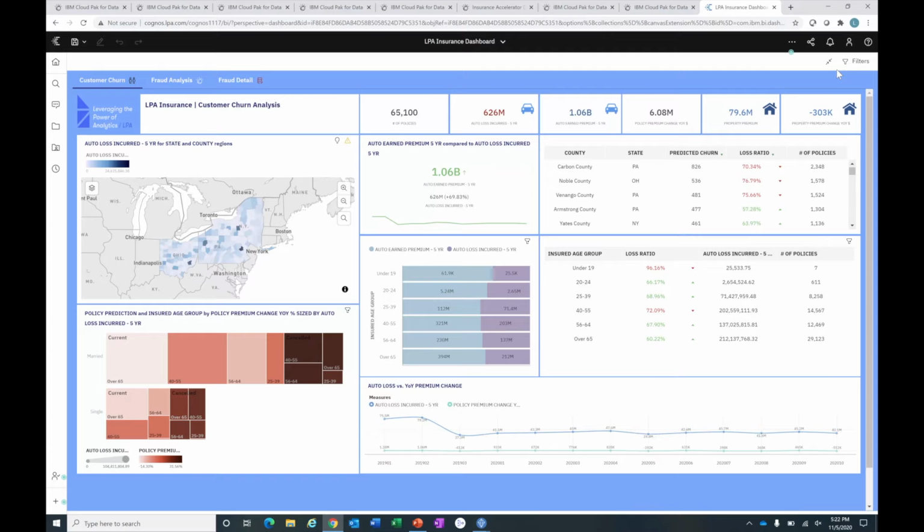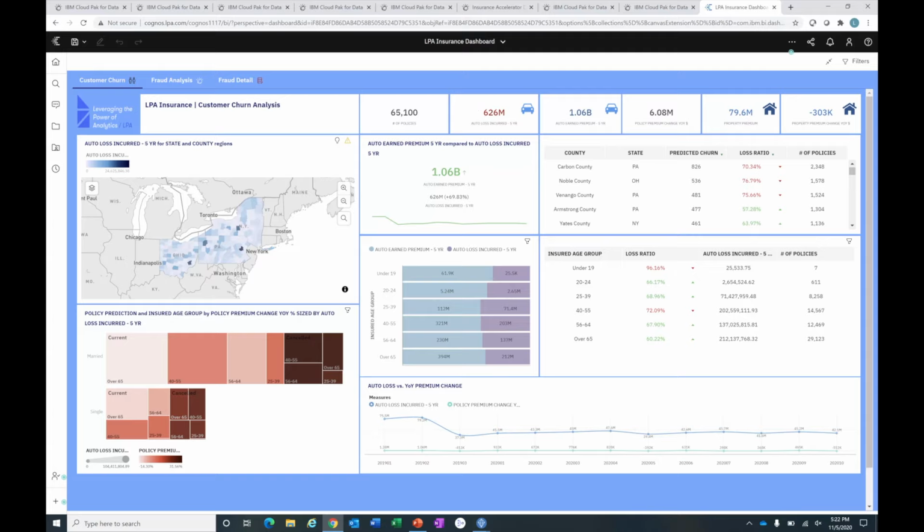I have my dashboard here, and the first tab that I have is my churn analysis. You'll notice at the top, I have my metrics that are important to me. So I have information about the number of policies, the premium and incurred loss that we have associated with those policies, changes year over year in premiums. And then I have information about the policies that are predicted to churn. So everything you see in this view represents those policies that are at risk for attrition.